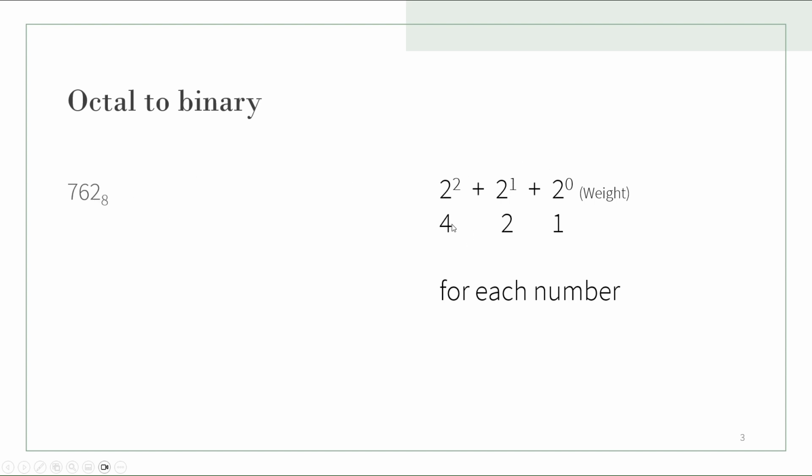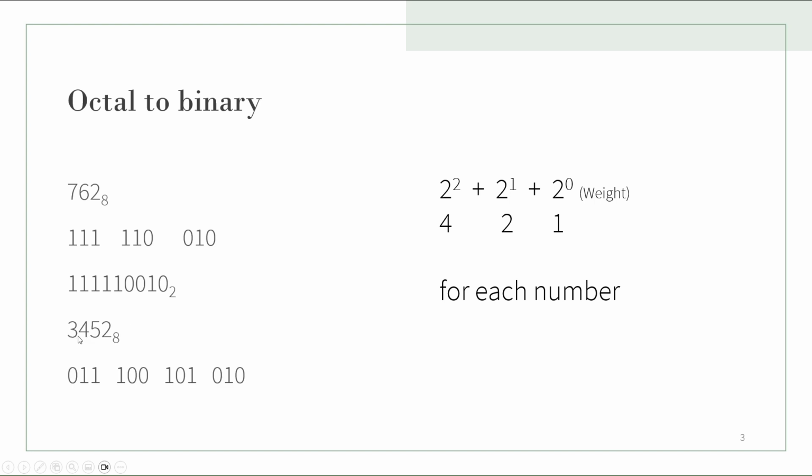Now for 6, we only need 4 and 2, because 4 plus 2 is 6, so it'll be 1, 1, 0. And then for 2, we only need the 2, so it'll be 0, 1, 0. And those are shown here, so we're getting into those nice groups. And then that becomes this binary number, and we know it's binary because of the base. And then the same goes for this number.